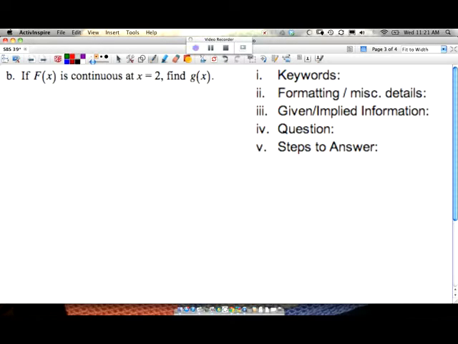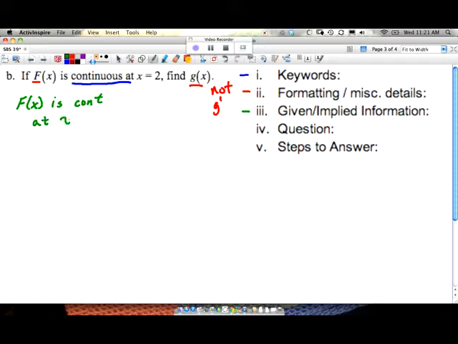So first, let's look for some keywords and things as we go through this process. So keywords, continuous, that looks important. Notice some formatting here. With the formatting, we have a capital F of x, and this says g of x, but not g prime. So that almost implies that we're going to be doing the same thing. So the given information, what's given or implied? Okay, it's not obvious, but the idea of this continuous and f of x is continuous. So if we say that f of x is continuous, what does that mean?